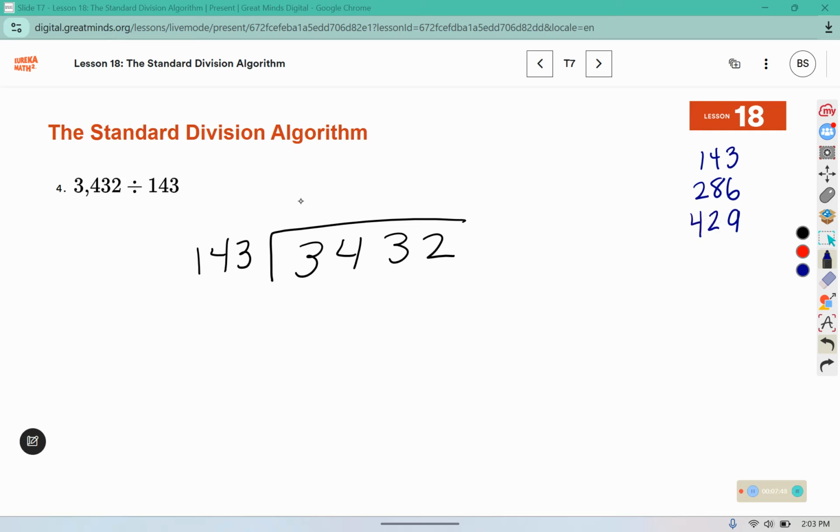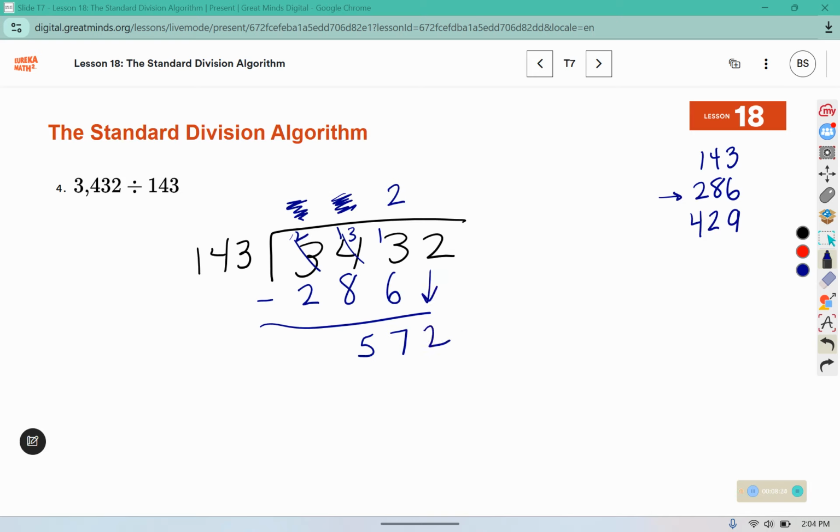So 143 doesn't fit into 3. It doesn't fit into 34, but it does fit into 343. And it fits in there 2 times, giving us 286. We will need to regroup. 13 minus 6 is 7. We'll regroup here as well. 13 minus 8 is 5. And 2 minus 2 is 0. Then we'll bring down that 2.